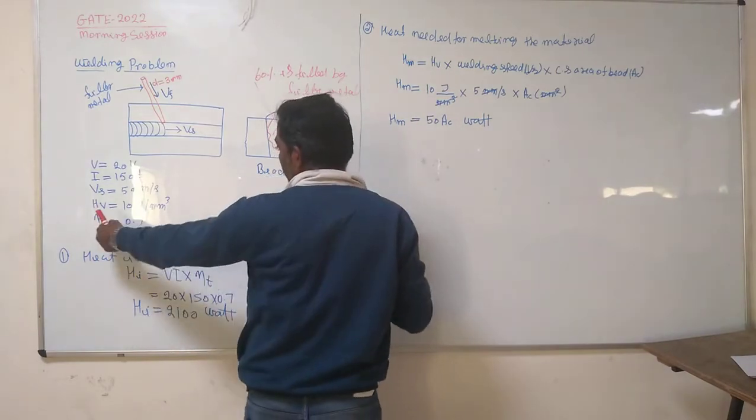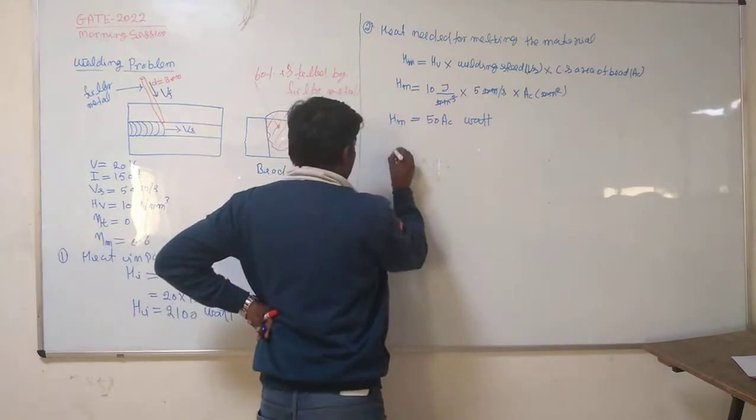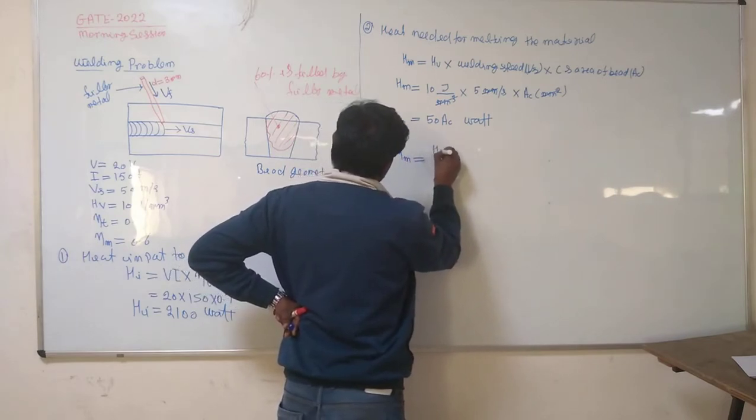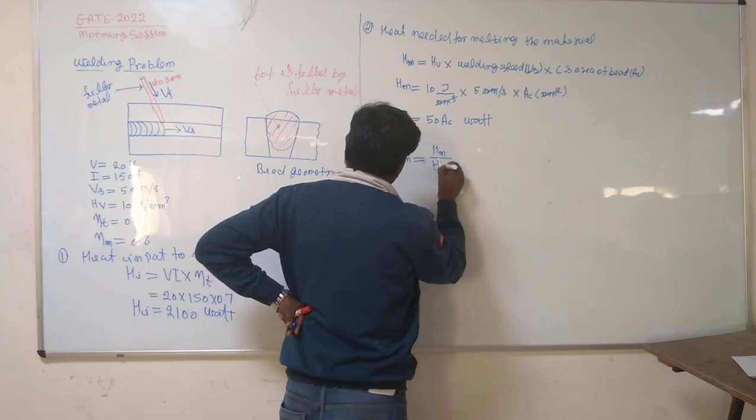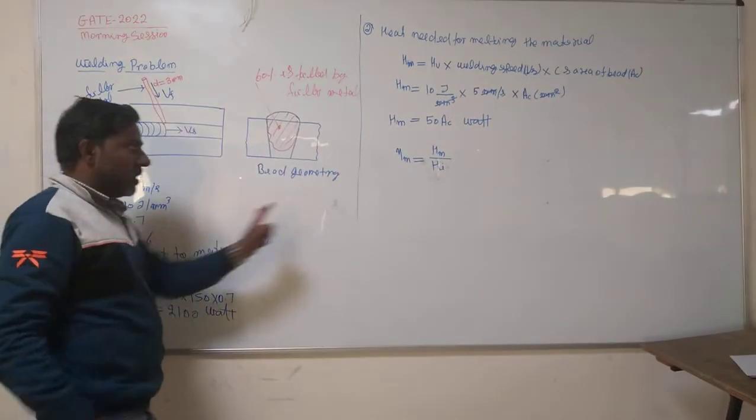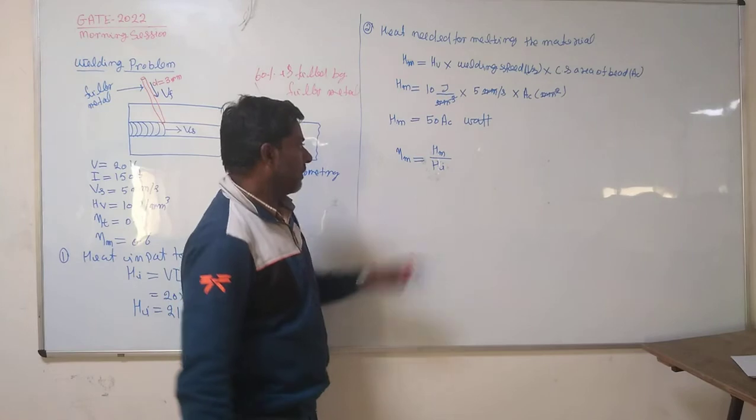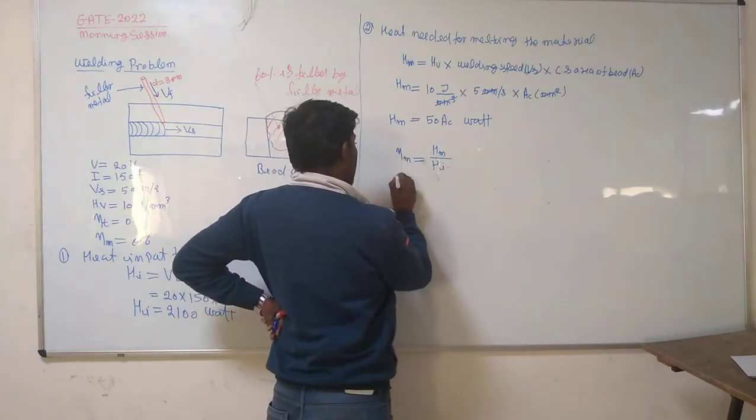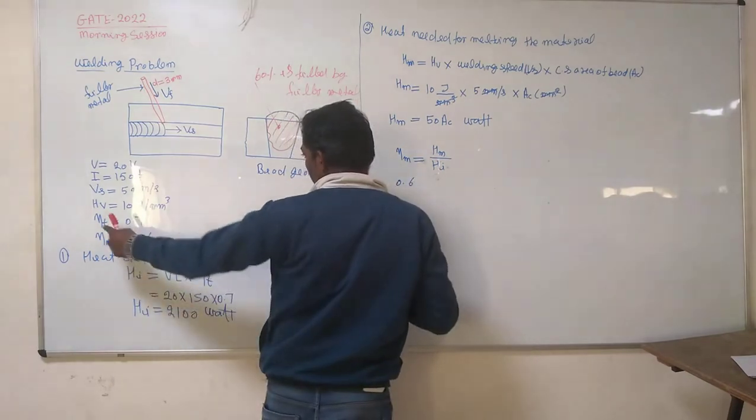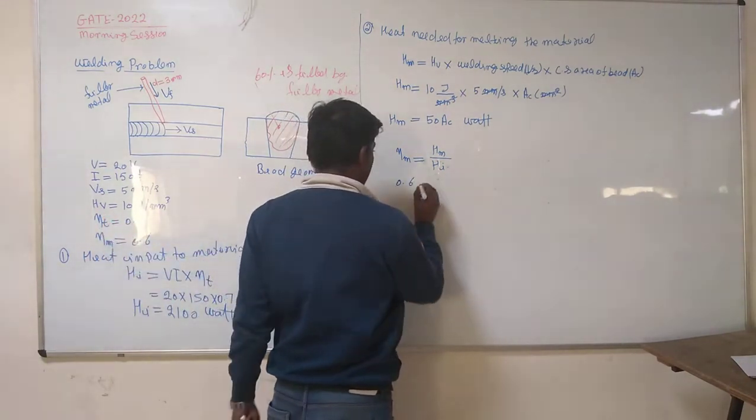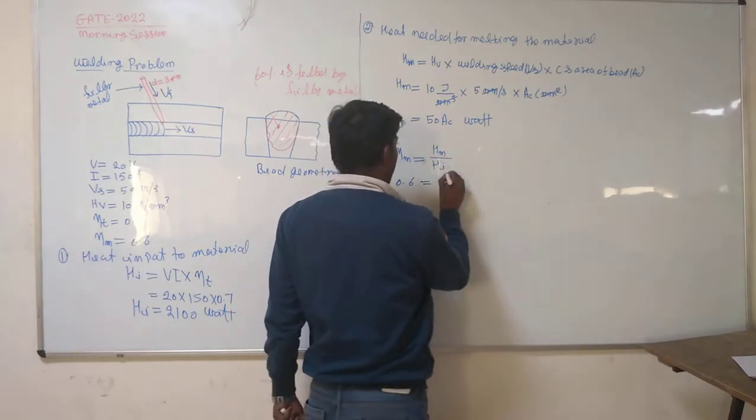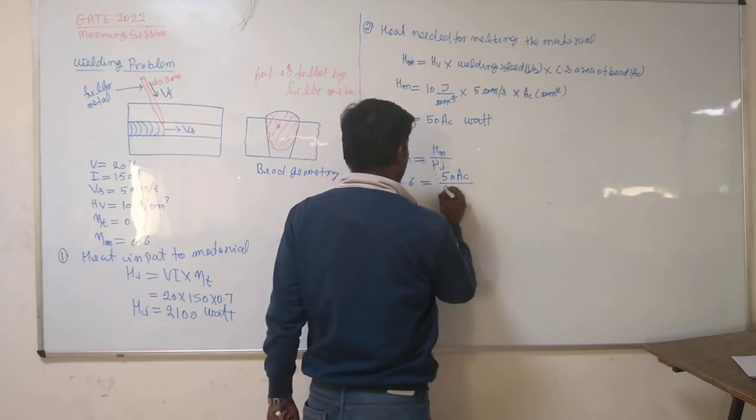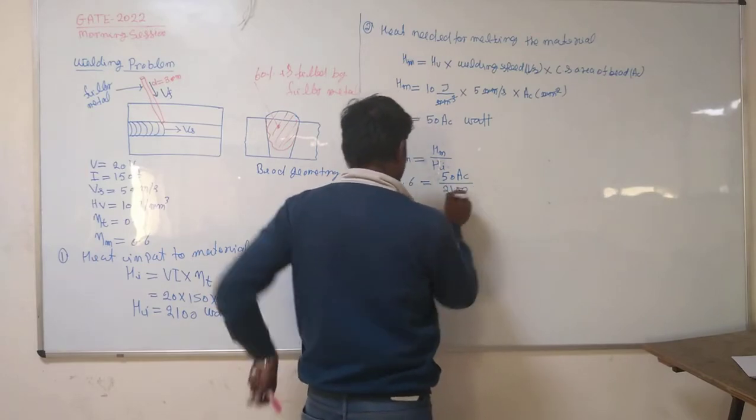Now the melting efficiency or factor eta m is given. So melting efficiency eta m is equal to HM divided by HI. This is a fraction, so there is no need to multiply by 100. Clear? We will not multiply by 100 here because it is already given as a fraction. So eta m is 0.6. That is given. HM is 50 into AC divided by the heat input, which is 2100.